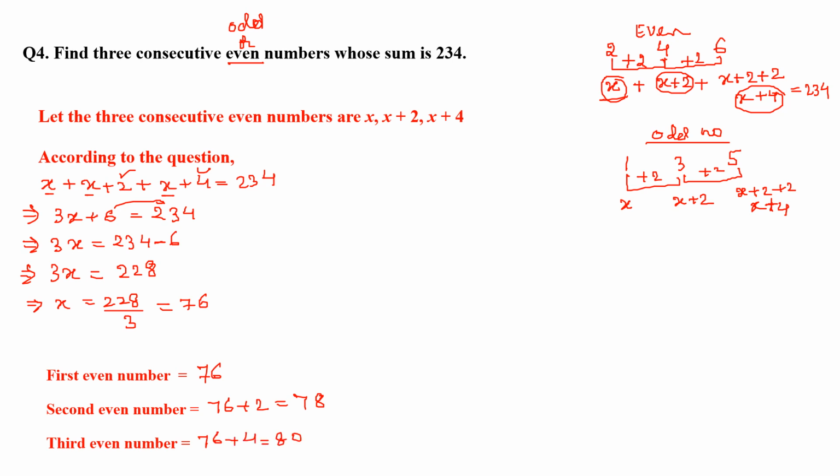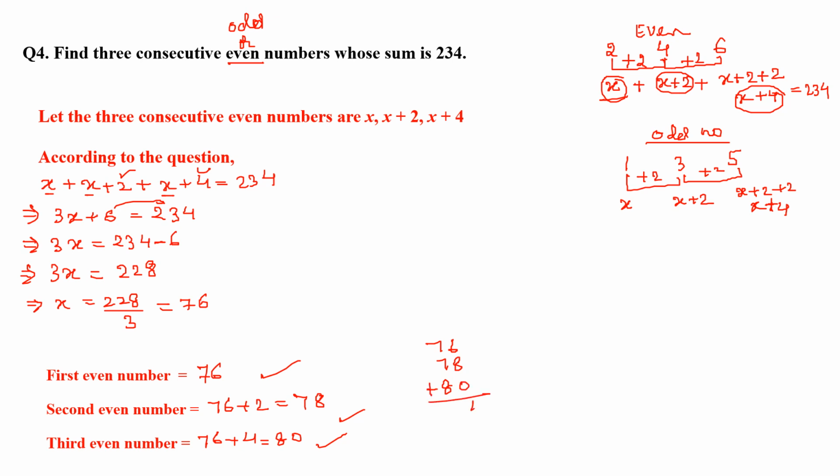Either you do 78 plus 2 or you do 76 plus 4. So these are your three consecutive even numbers. And if you add all the three, you will get the sum as 234. 76 plus 78 plus 80 if you do.